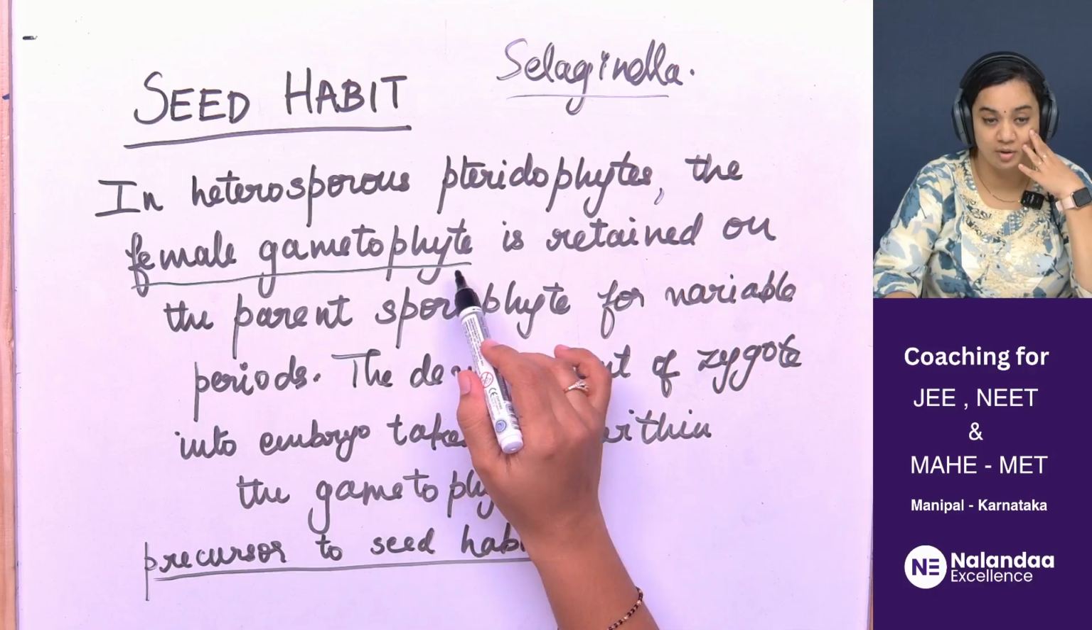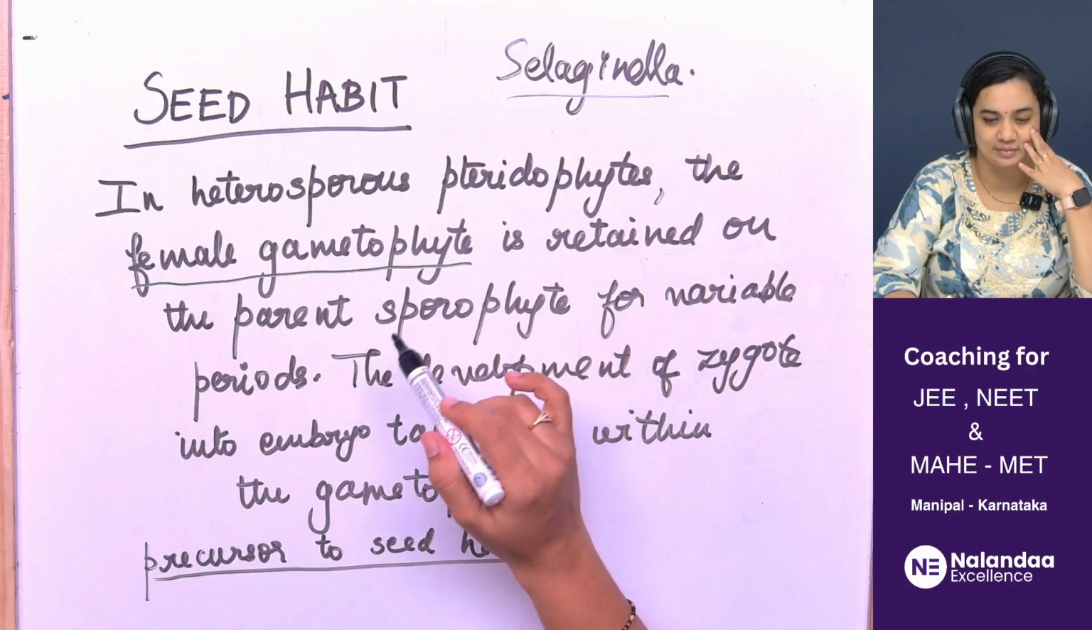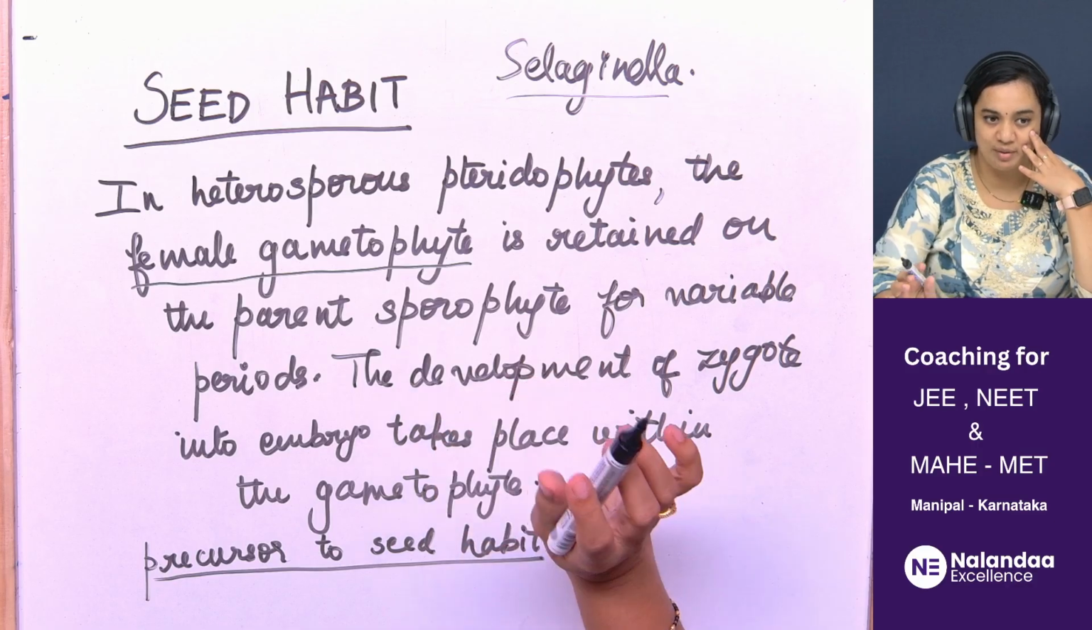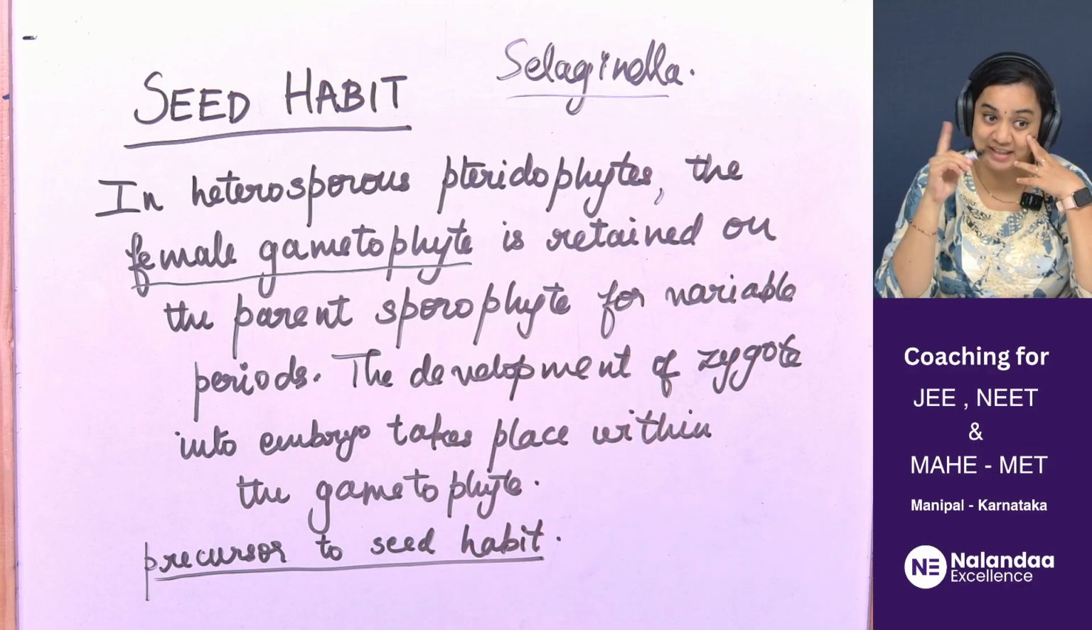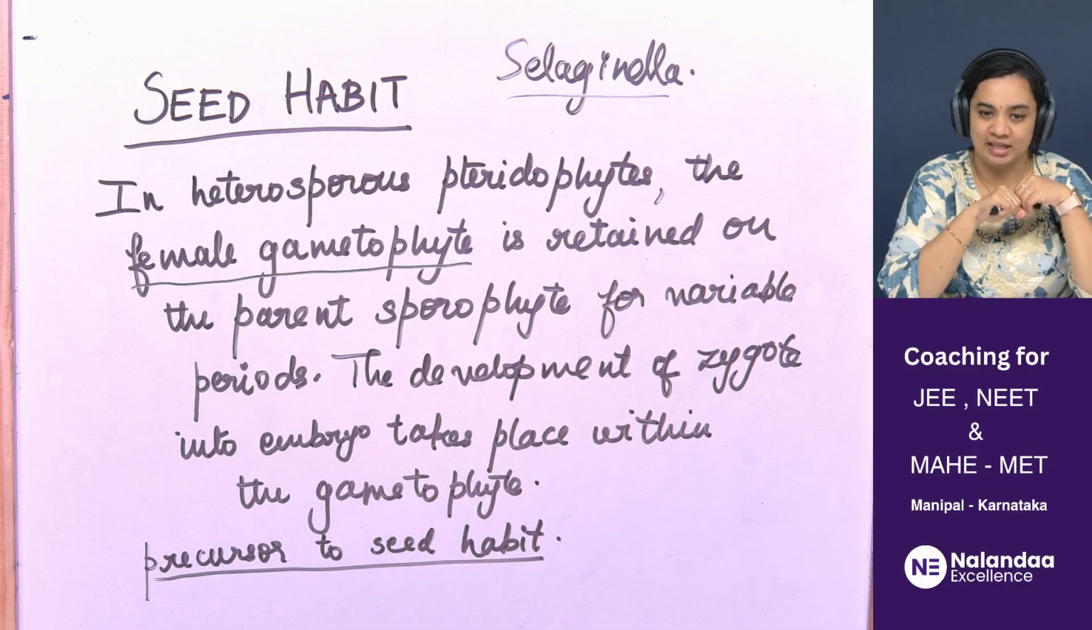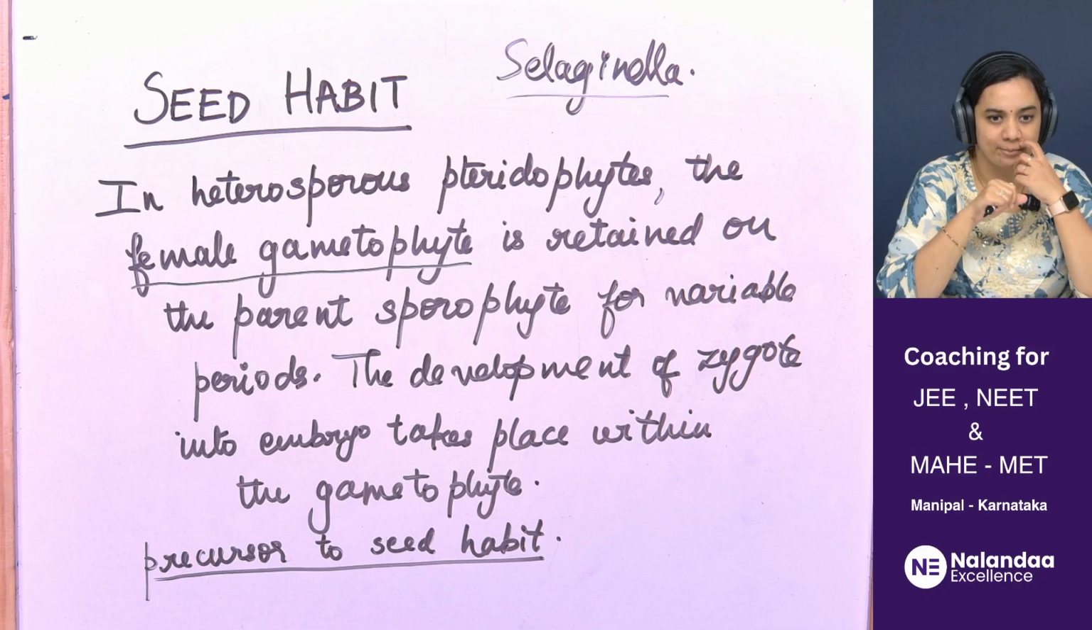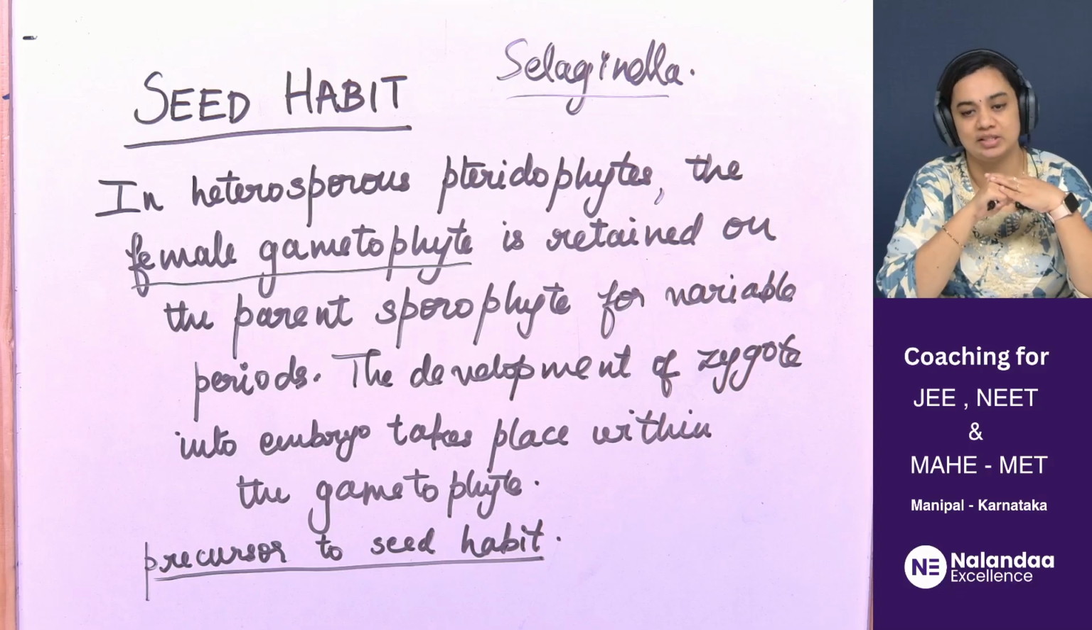No, I think here I'm talking about the female gametophyte. Female gamete. Yes, the female gametophyte is retained indefinitely in the case of angiosperms. In gymnosperms and angiosperms, the female gametophyte is never released out of the sporophyte. Unless and until it forms the seed, it never leaves the sporophyte at all. The female gametophyte is the embryo sac in the case of angiosperms.